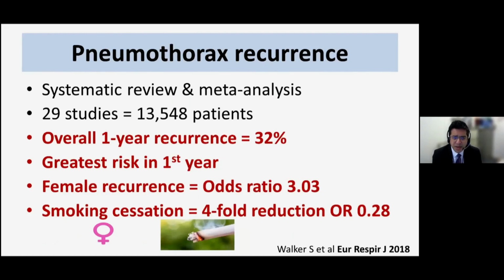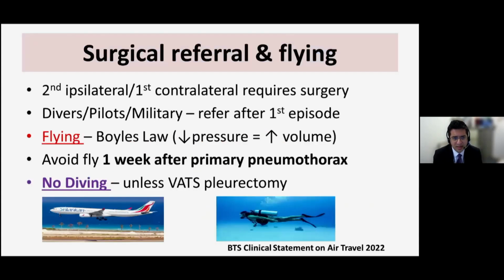So how about pneumothorax reoccurrence? There's this systematic review by Steve Walker from the Bristol group, which looked at just under 14,000 patients. The 1-year reoccurrence was 32%, with the greatest risk being in the first year. Females have a higher risk, and if there are females with a history or family history of pneumothorax, we probably need to inquire about and look for things like LAM. And we know smoking cessation is associated with a 4-fold reduction in pneumothorax rate.